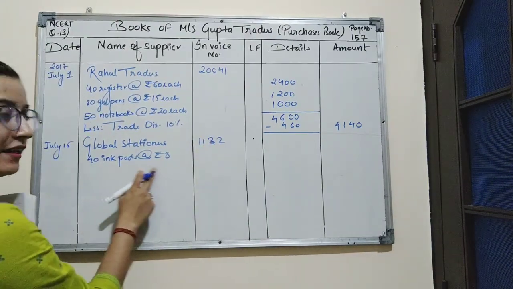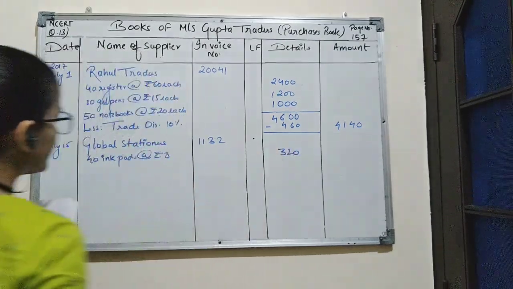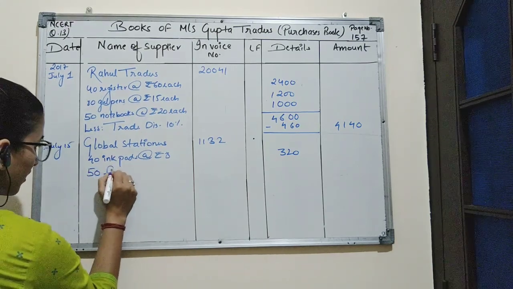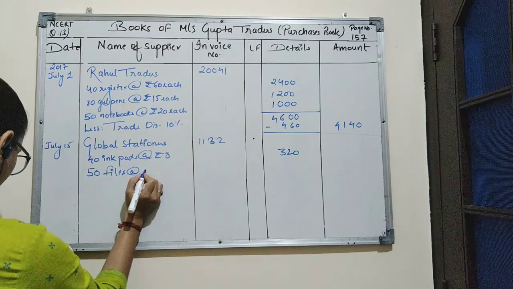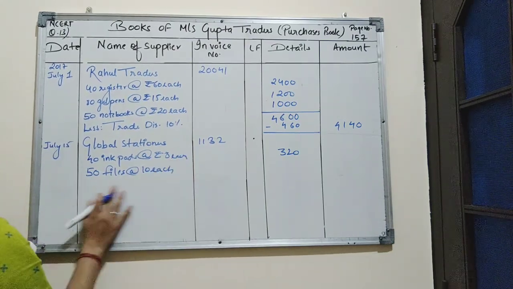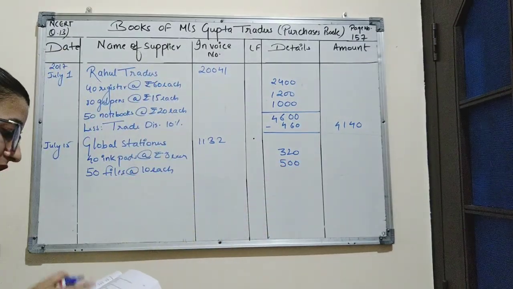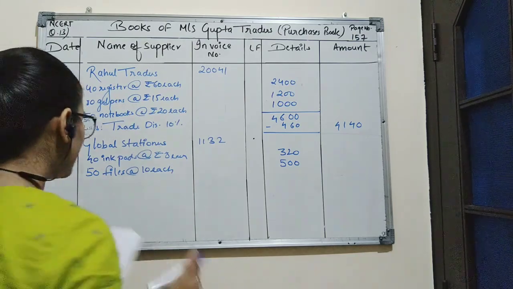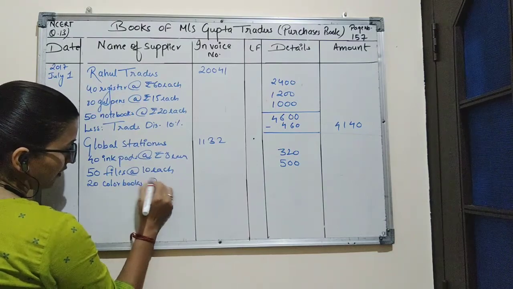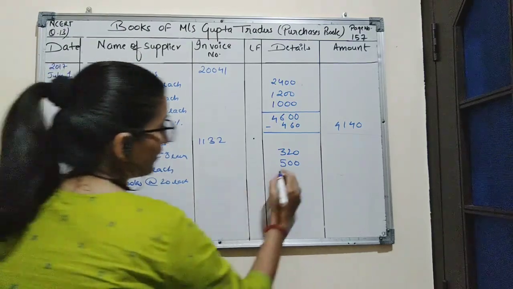Now 40 ink pads at the rate 8, which means 40 into 8 will be 320. Next is 50 files at the rate 10 each, which means 50 into 10 is 500 rupees. Now, third is 20 color books at the rate 20 each. So, 20 into 20 will be 400.